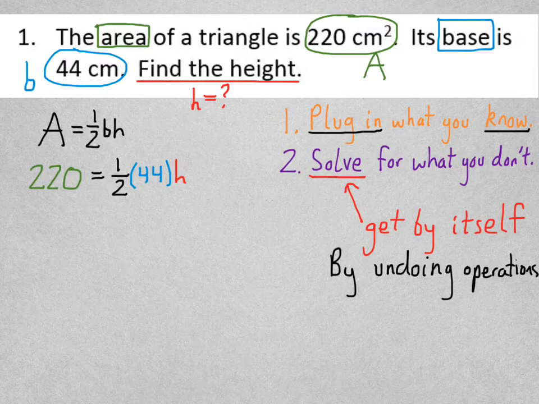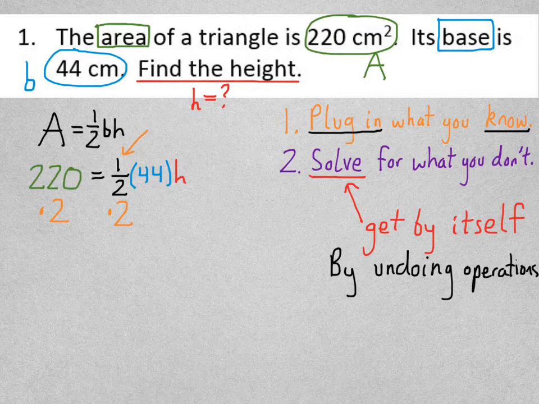So in our equation over here, what should we get rid of first so h can be by itself? Well, the two things over there are the 1/2 and the 44. In this case, it won't matter which order, so I'm going to get rid of the 1/2 first. How do I get rid of the 1/2? Well, remember that multiplying by 1/2 is essentially the same as dividing by 2. So what's the opposite of dividing by 2? It's to multiply by 2. So I'll multiply by 2 on that side, but if I do it on that side, I have to do it on the other.